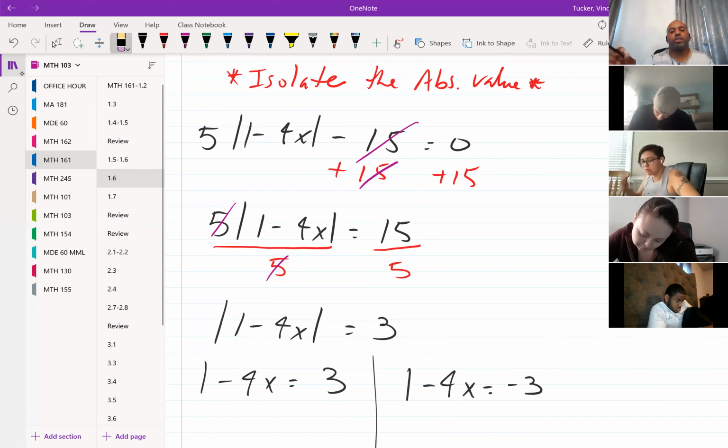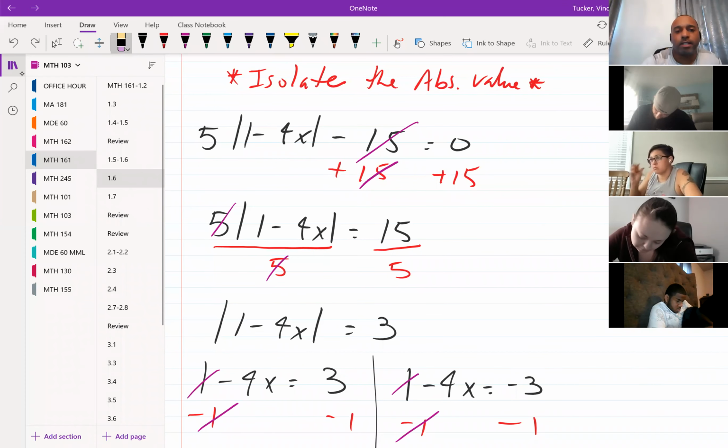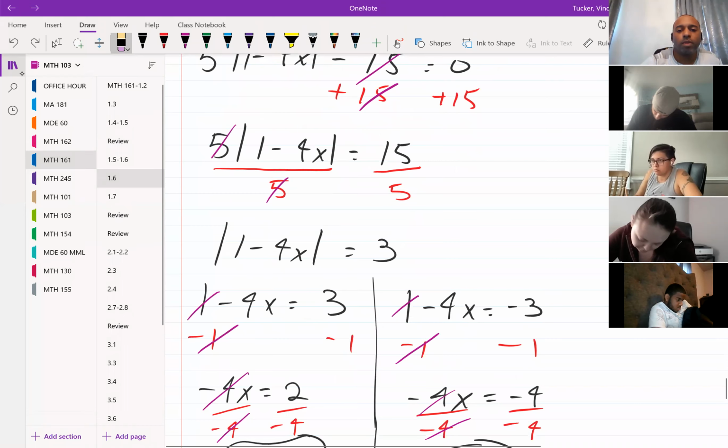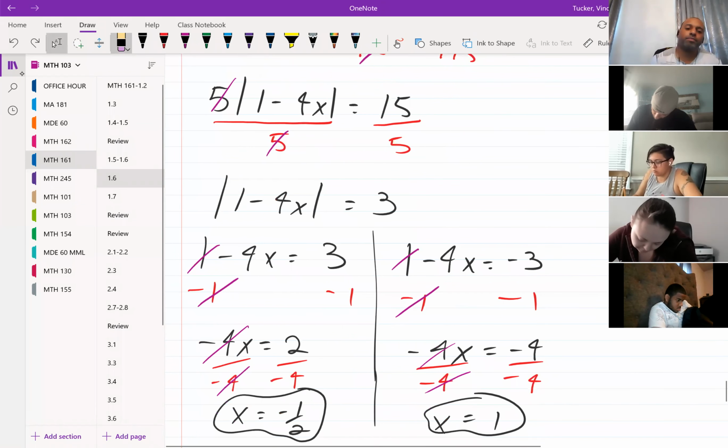All right, so from there, you just solve your 2 linear equations. Subtract 1 from both sides in each case. Then divide by negative 4. And we have the 2 solutions of negative 1/2 and positive 1.